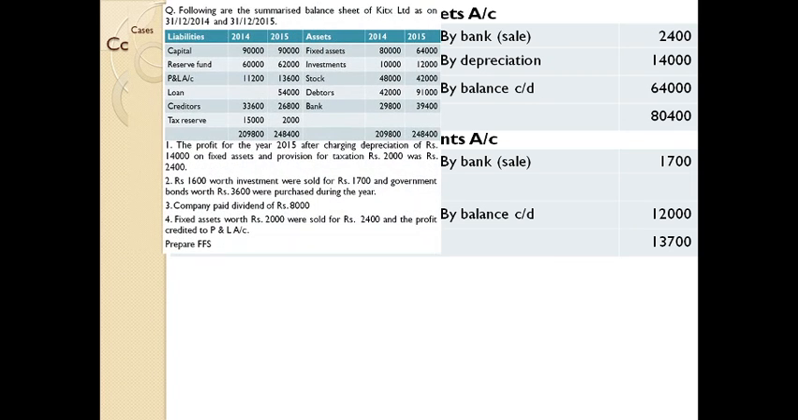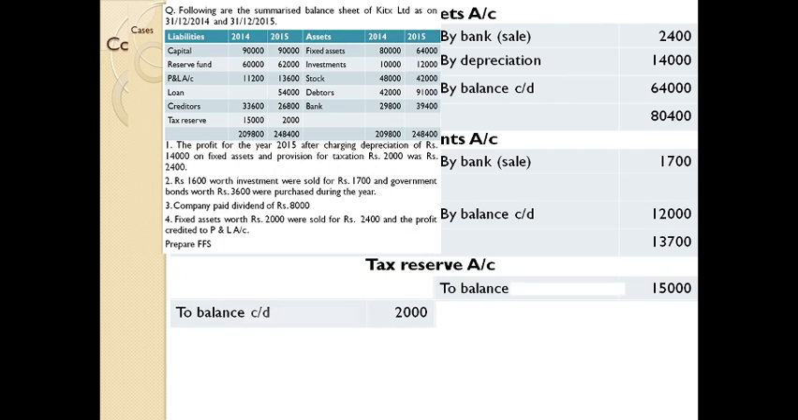Next, you have to prepare the tax account, because in the first information there were details regarding provision for tax. We just skipped it at that time. Now let us prepare the tax account, and in the question it is said that provision for tax opening and closing balance is given. So let us note down that amount. Opening balance is 15,000, closing balance is 2,000.